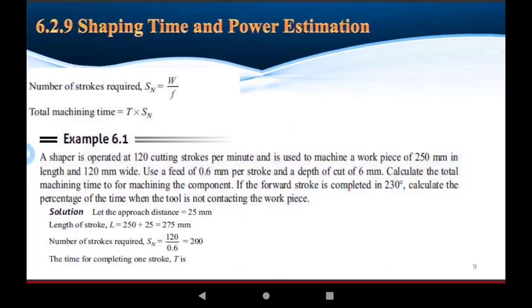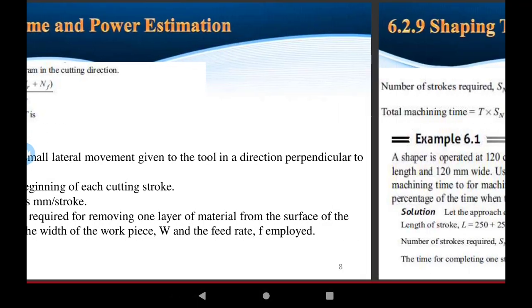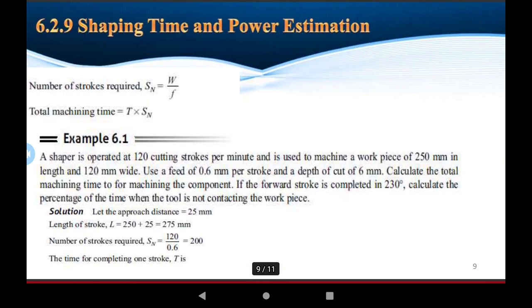Some other formulas to discuss: the number of strokes required to complete one workpiece. W is the width of the workpiece, and F is the feed rate. The formula for the number of strokes required is SN equal to W upon F, where F is the feed rate and W is the width of the workpiece.